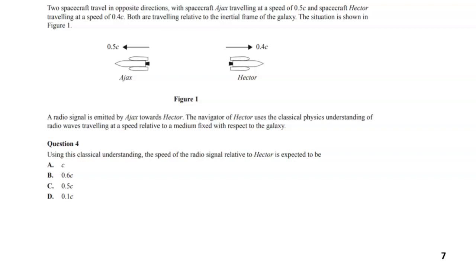I guess it doesn't say measured to be here, it's expected to be. So Hector unfortunately doesn't understand relativity, and he doesn't understand that light always travels in a vacuum at the speed of c, the speed of light, 3 by 10 to the 8 meters per second. So this person Hector would be expecting a slightly different speed. So what would that speed be?